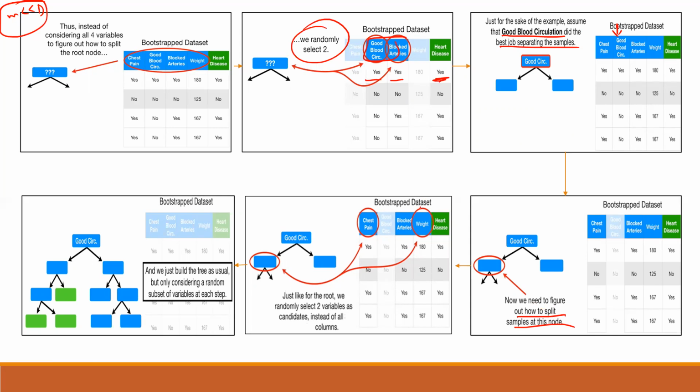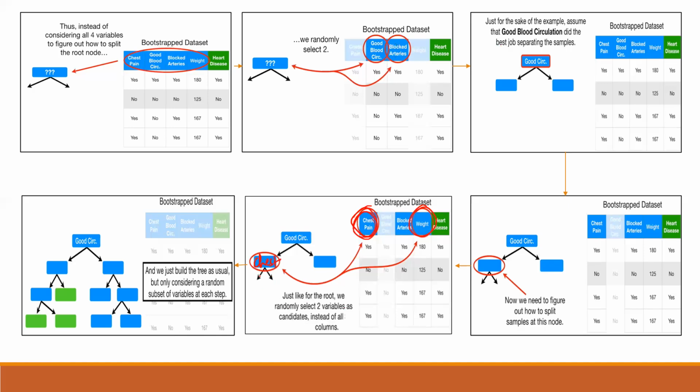Okay, so what we have to do is, just like for the root, we randomly select the two variables. So this blood circulation is gone out of the picture. Why? Because this has already been used to make the split. So for these two locations, we have to use the other three values, and we will have to decide which one will be taking the place after the good blood circulation. So out of these three, we are taking these two, chest pain and weight. Now out of these two, let's say chest pain is the winner, so chest pain will come here, right?